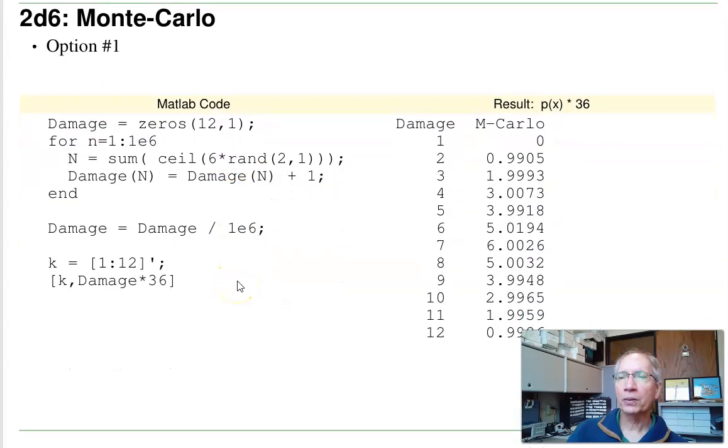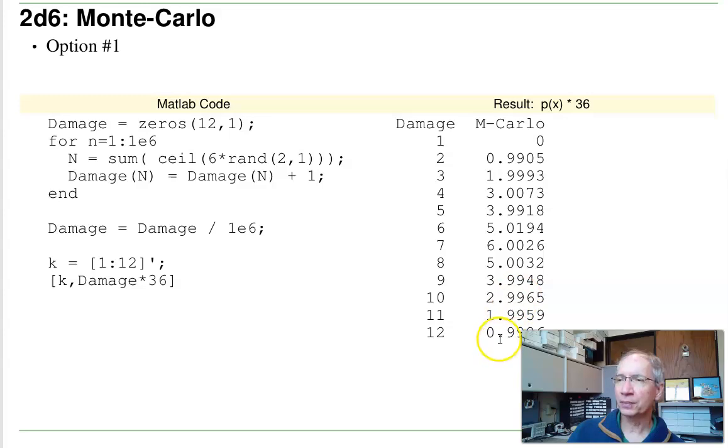Now with Monte Carlo, again, we've used Monte Carlo a couple times in the past. What I could do is roll 2 6-sided dice. That's what this does. Take 2 random numbers times 6, round it up. That's 2d6. Add them up. That's how much damage I did. Repeat a million times, keeping track of how many times I did 1 damage, 2 damage, 3 damage, 4 damage, and so on. When I'm done, this is what I get.